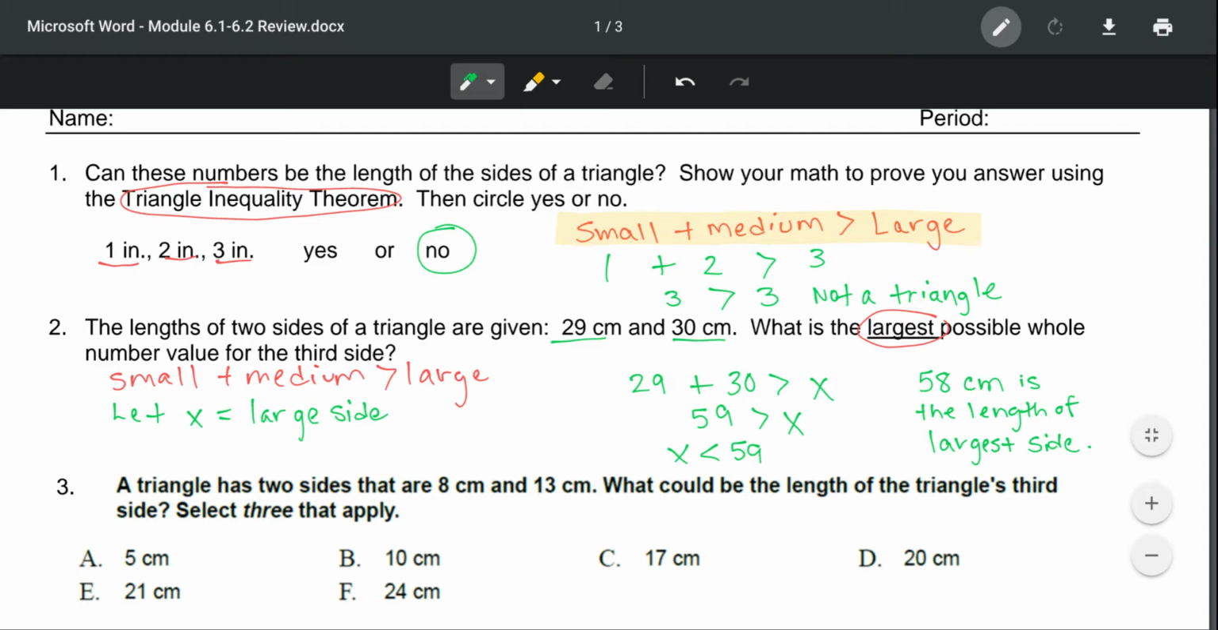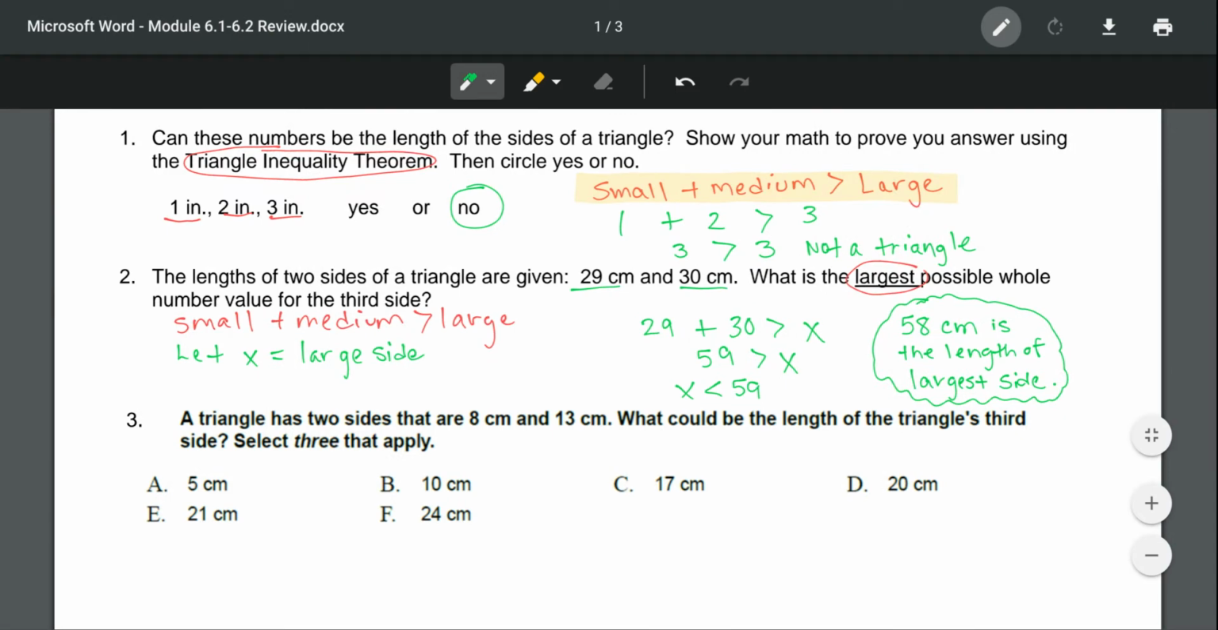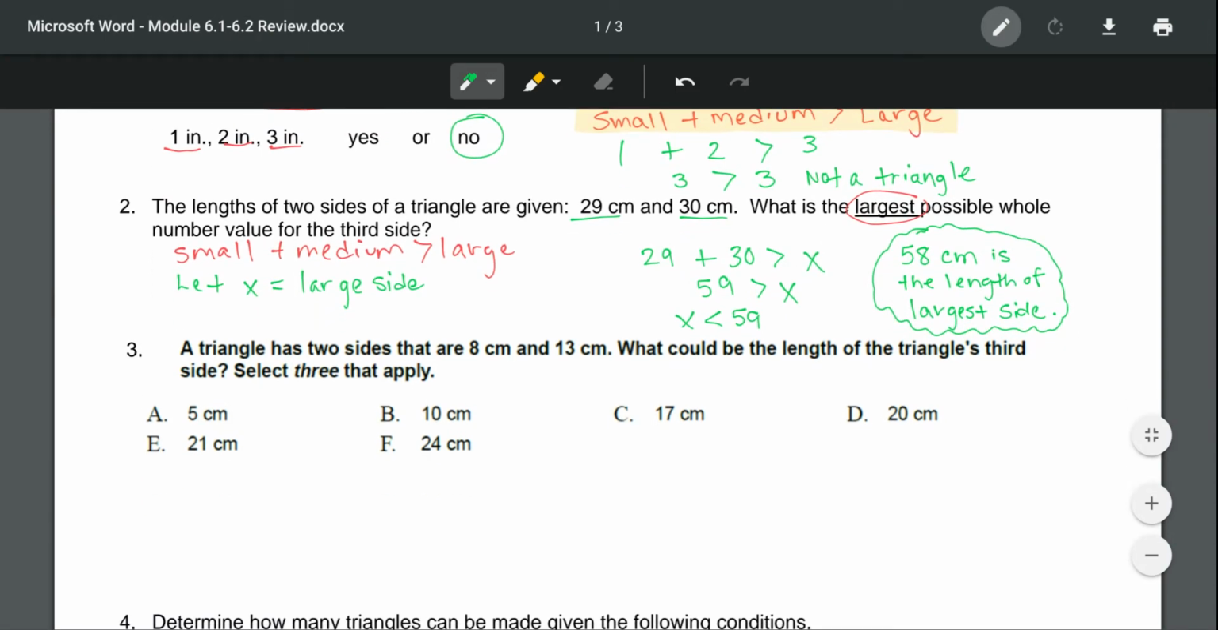Now keep in mind that on the actual knowledge check, you're just going to write the answer. You're not going to need to write full sentences. And then some of the problems will also be multiple choice. So for your practice quiz or review, you can write out the sentences as shown in class in your notes, but on the actual knowledge check, just write it. You would just write 58 centimeters.